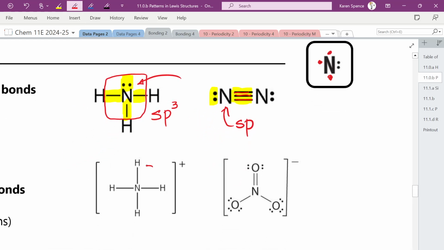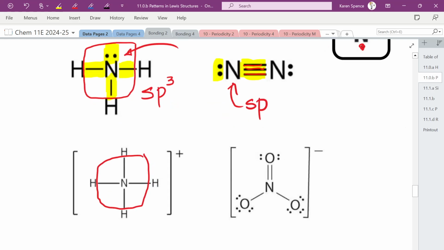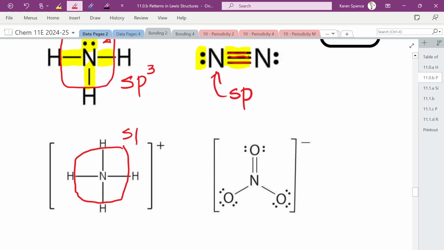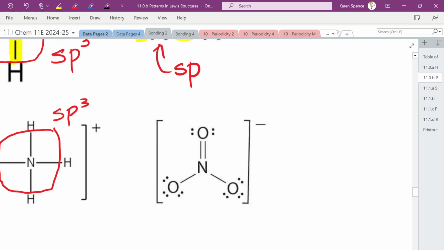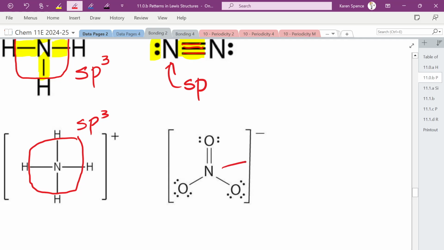How about this nitrogen? sp3. How about this nitrogen here? sp2. And you see that 120 degree shape? Yeah.